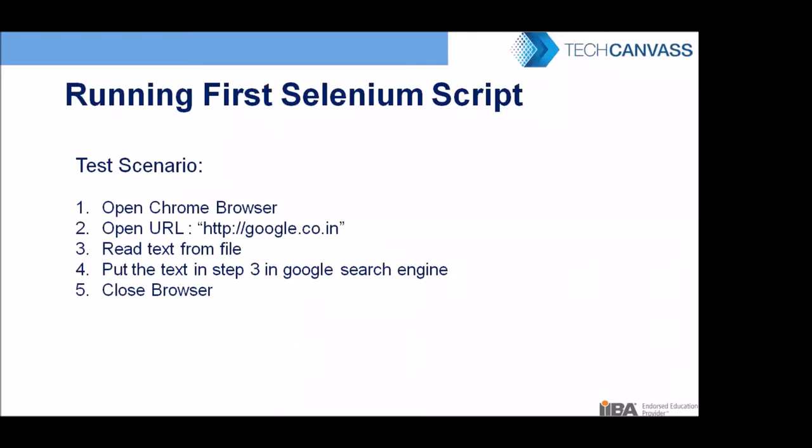So this will be our test scenario, wherein I'll open my Chrome browser. I'll go to google.com. I'll read text from a file which I have saved on my local box, and I'll put this text from step 3 in the Google search bar, and we'll see that my search results are populated as per this text. And after waiting for a few seconds, we'll just close this browser.